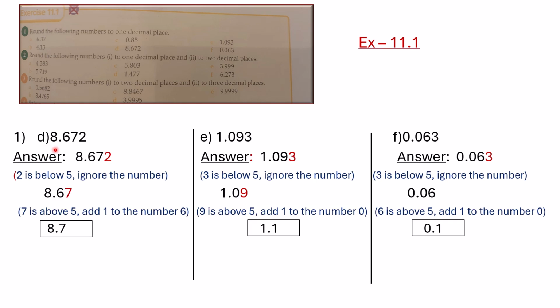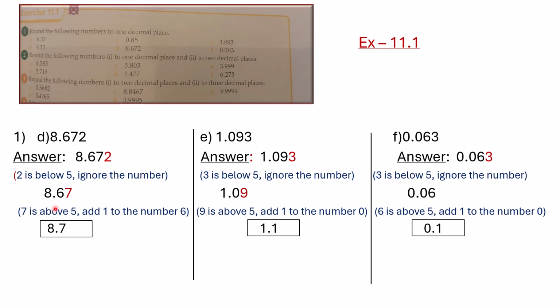D sum, 8.672. We have to round off this number to one decimal place. So after the decimal point we have 3 places. We have to change it into one place. Now look at the last digit. It's 2. 2 is below 5. So what do we have to do? By the rule, we have to ignore this number. So what is remaining?